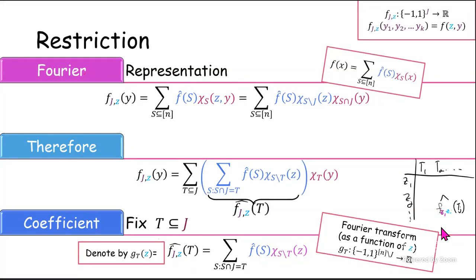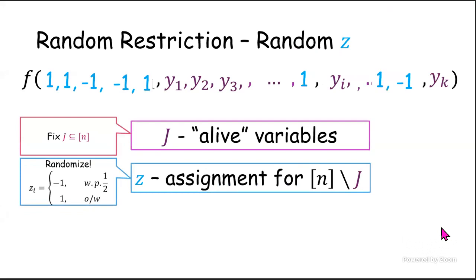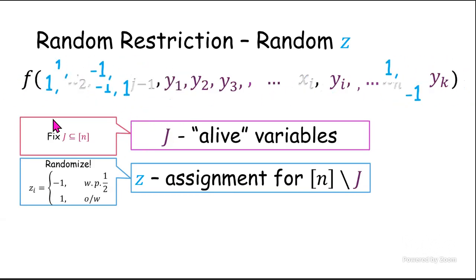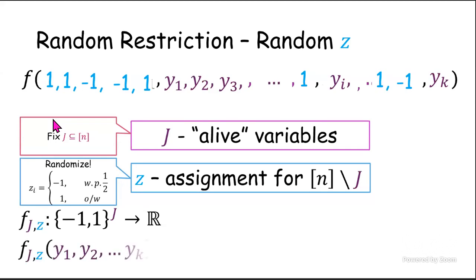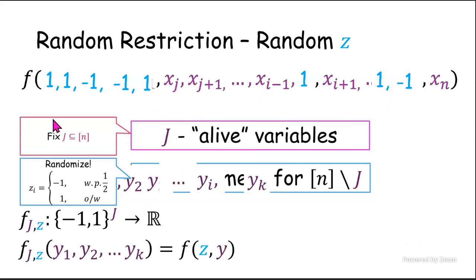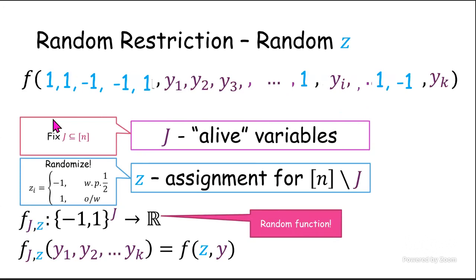So now it will be interesting to think about what happens if we randomize z, for example, if we choose a random z. So for now, we take the random restriction. It's almost the same as before. We have the fixed J, which is the alive variables. And now we choose each value of z uniformly at random. Each value is -1 with probability half or 1 otherwise. We again get a function, but now this function is a random function, so we can think about it as a random variable.